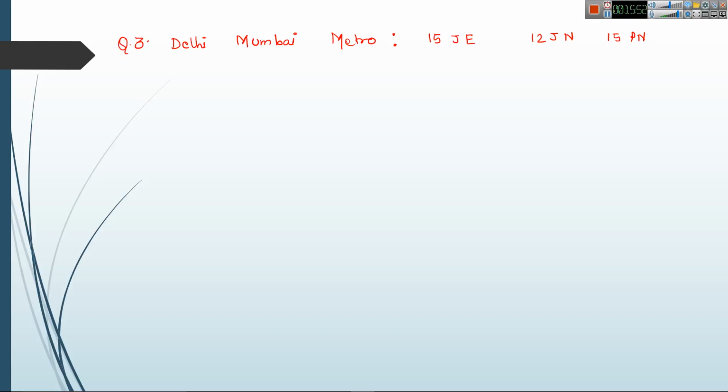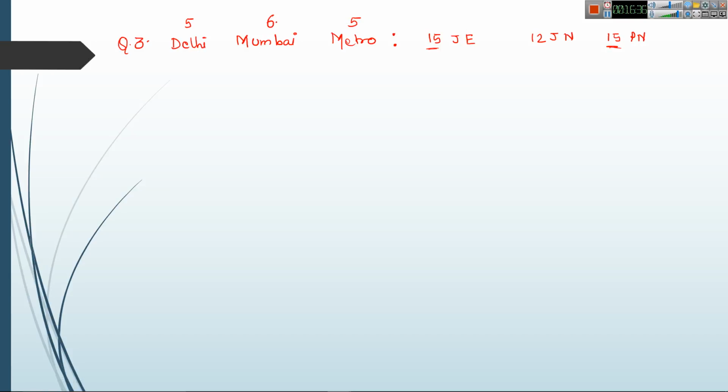Delhi Mumbai Metro, and the codes given here are 15JE, 12JN and 15PN. Now we will count the number of letters in each word. Delhi has 5 letters, Mumbai has 6 letters, and Metro has 5 letters. So we see two 15s here, and Delhi and Metro both have 5 letters, and for 5 we have 15. So we can conclude that either Delhi or Metro has the code 15JE or 15PN.